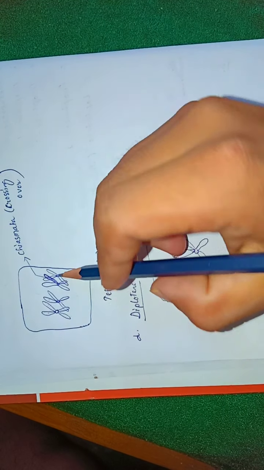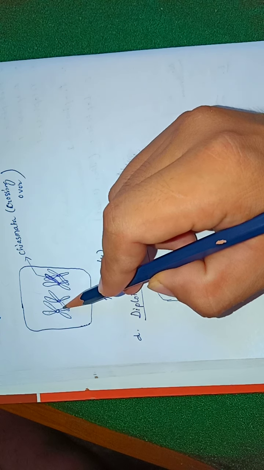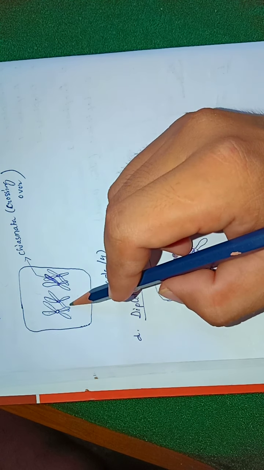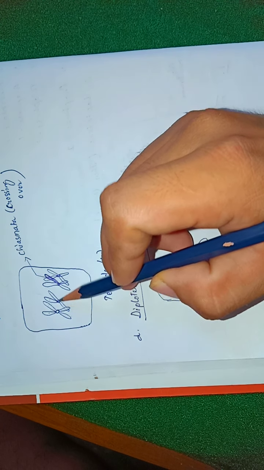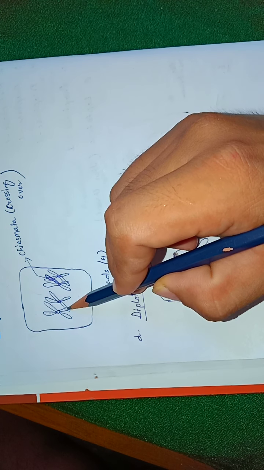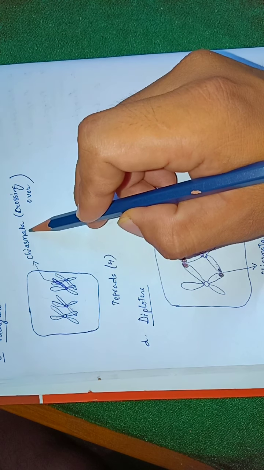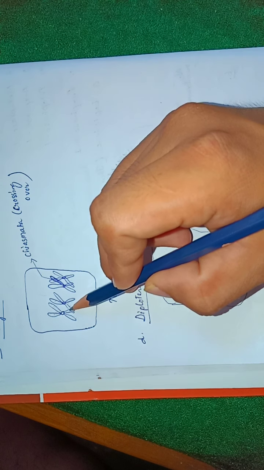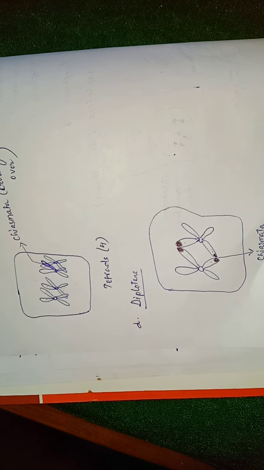And there is also crossing over occurring between two non-sister chromatids. What is crossing over? Crossing over refers to the exchange of genetic material between two non-sister chromatids. Now, the point of crossing over, that means the point of attachment between two non-sister chromatids, is referred to as chiasmata. And due to this crossing over, the exchange of genetic material between two non-sister chromatids arises.